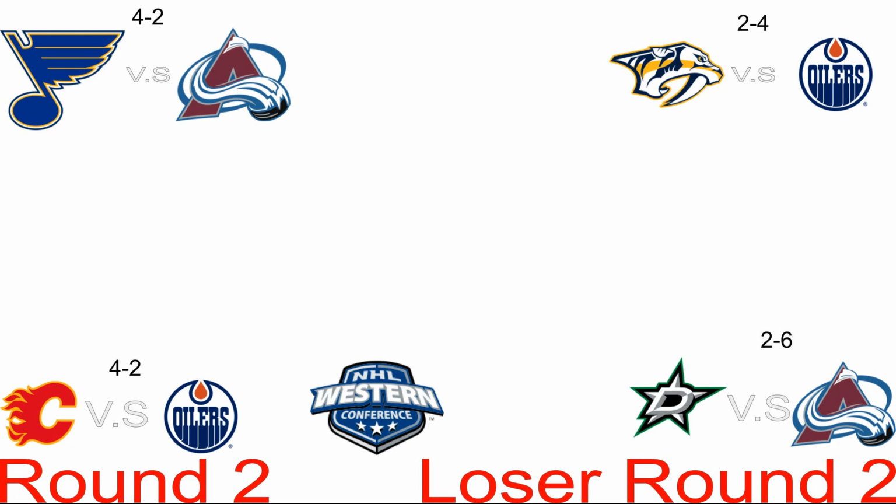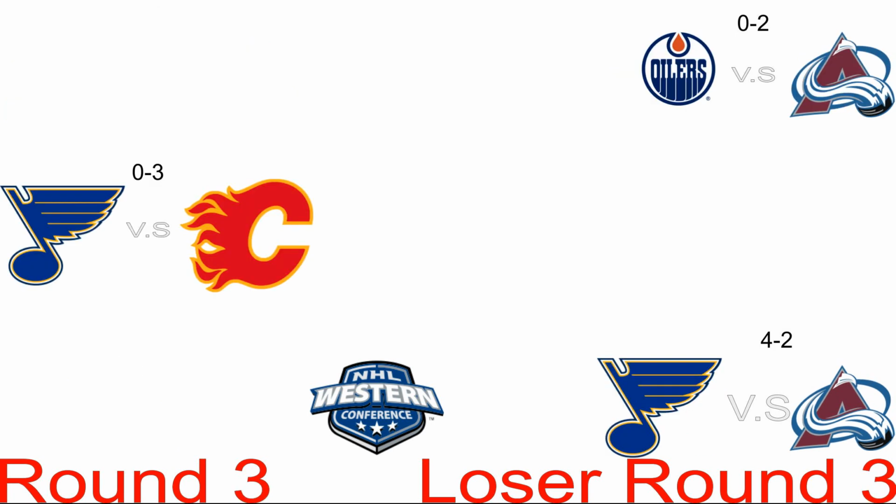Now, in the losers bracket for round 2, Edmonton defeated Nashville, the second wildcard team, 4-2. Next up, on the other game, Colorado versus Dallas, which is the wildcard 1 team. Colorado put Dallas into their place, 6-2, my friends. Yeah.